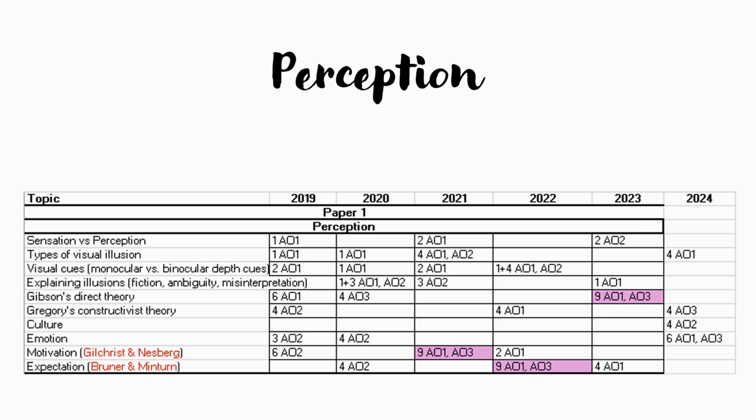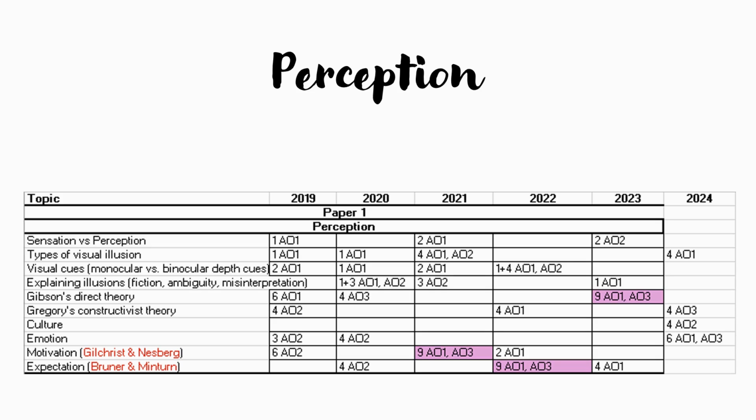Okay, next, looking at perception. So this is what's come up previously, the last few years, last 5 years. You've got the Gilchrist and Nesberg and the Bruner and Minturn. So the named studies have both come up as 9 markers, and so has Gibson's direct theory. So it might be that Gregory's theory comes up. I've put that as certainly an evaluation you might want to look at.